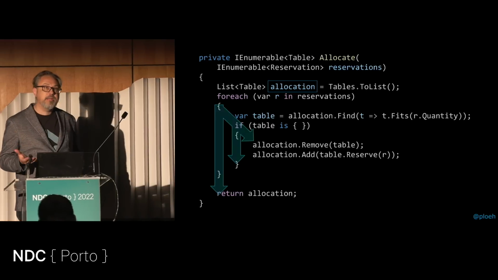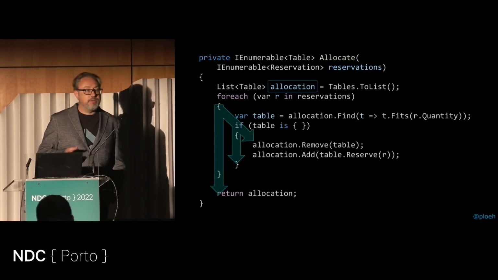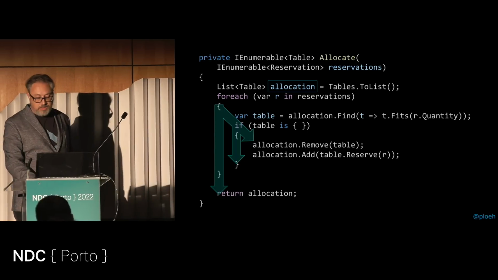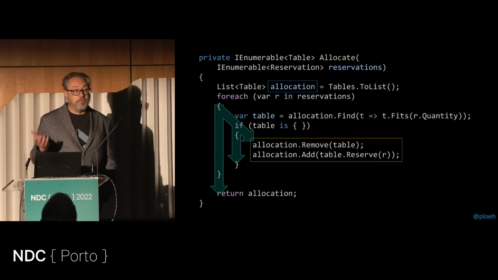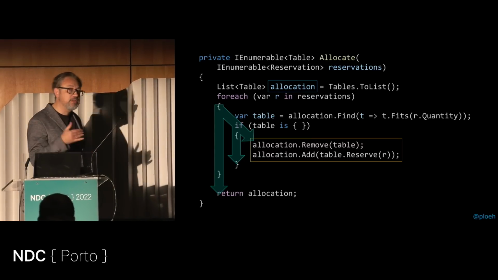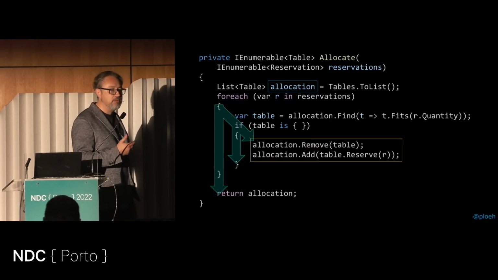On the other hand, if we find a table that fits the desired quantity, we now go and modify that allocation collection. We remove the table, but then we add it back, just with the reservation associated with it.